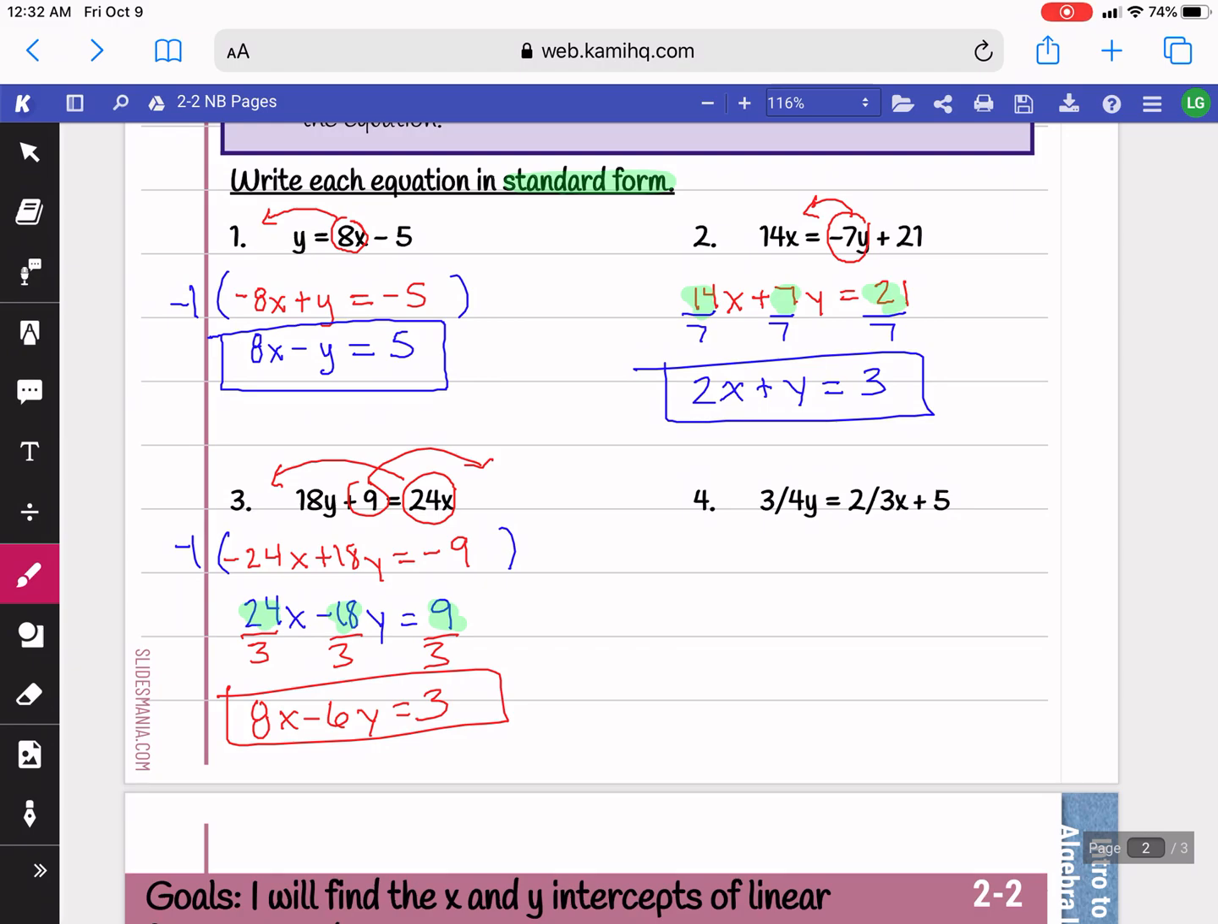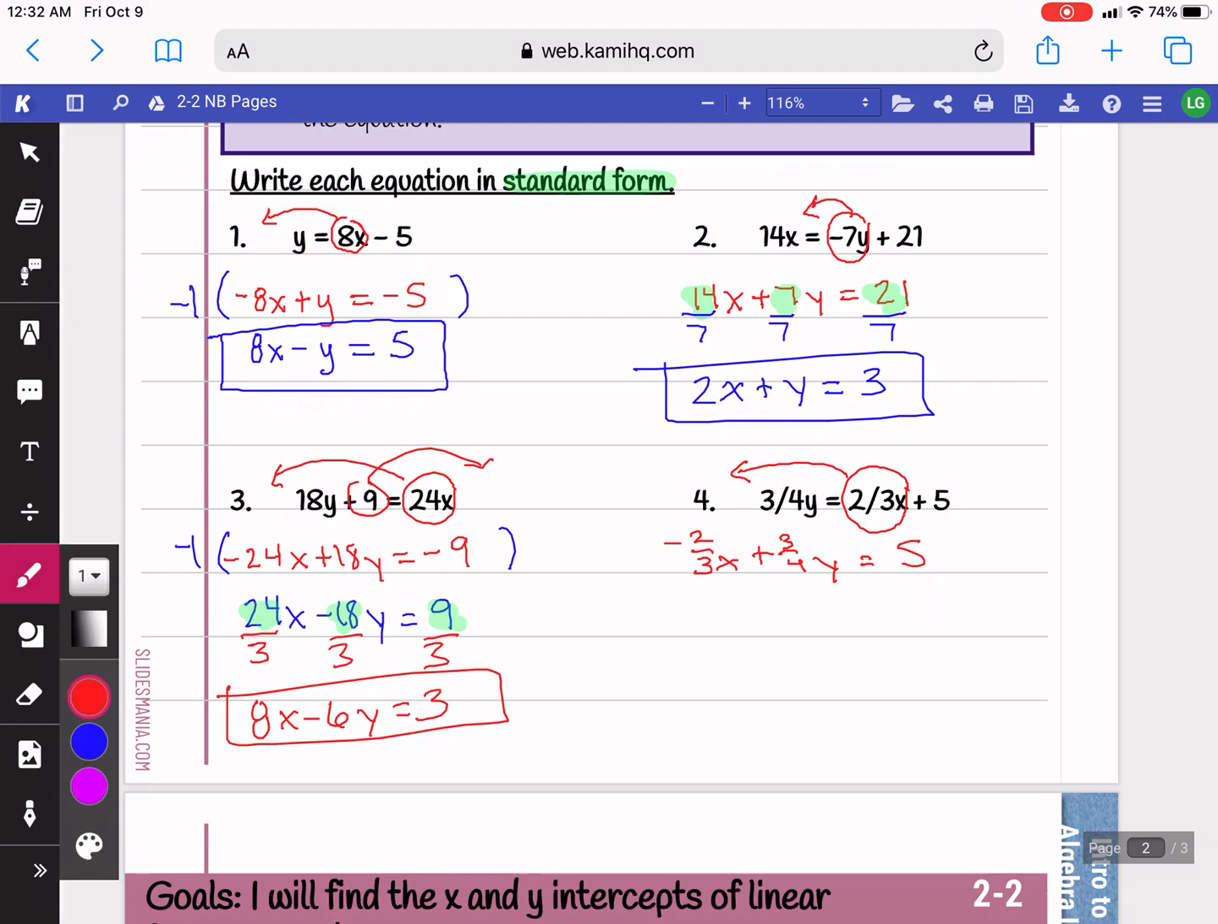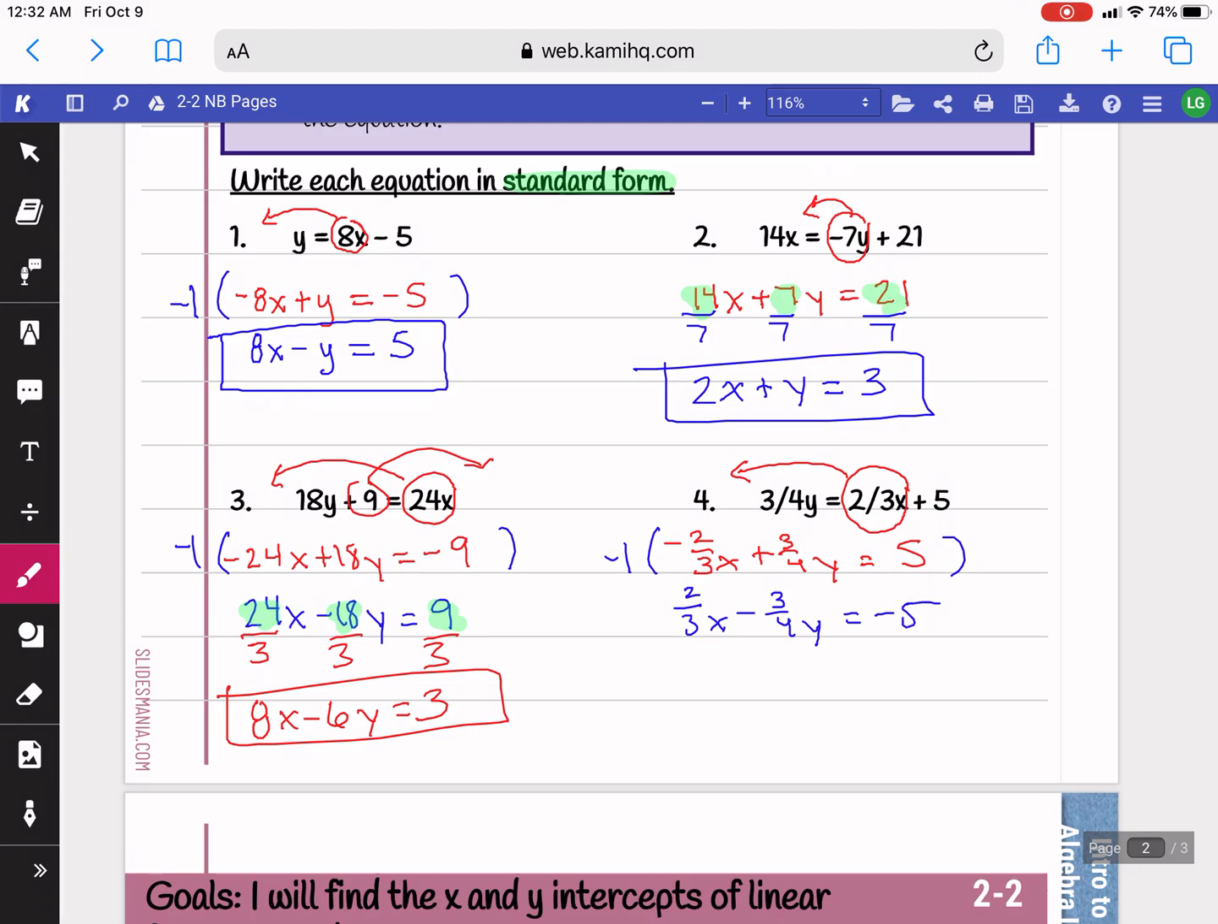You look at the last problem here, number 4. Remember, we want to start by making sure x and y are on the left. So I have to move x over. It becomes negative 2/3 x. Then I have positive 3/4 y equals positive 5. Remember, you want your number in front of x to be positive. So right now it's negative, so I'm going to multiply everything by negative 1. And that changes the signs. So I get 2/3 x minus 3/4 y equals negative 5.